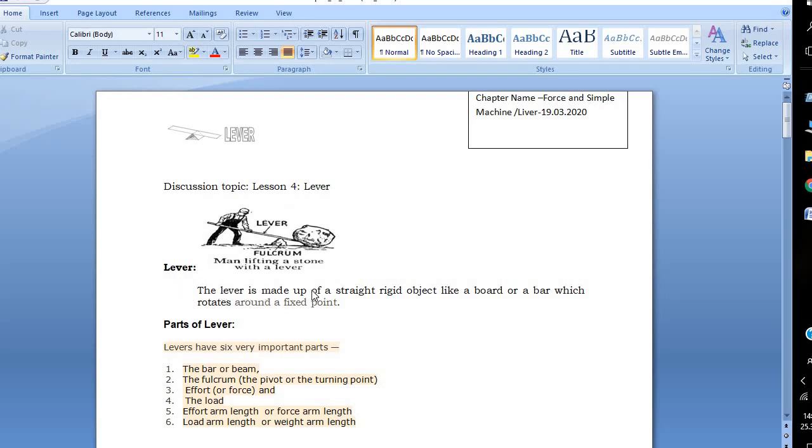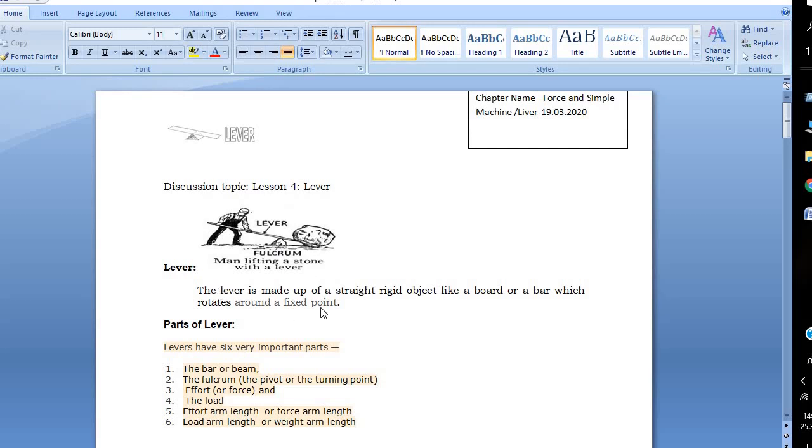The lever is made up of a straight rigid object, like a board or a bar, which rotates around a fixed point. So it's actually a bar and it rotates. There is a fulcrum that it can rotate around, and there is a fixed point, this one. So that's why you can lift up the heavy object.